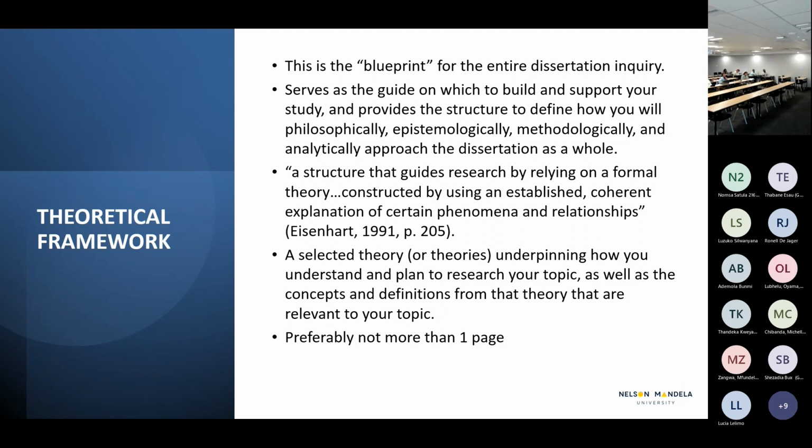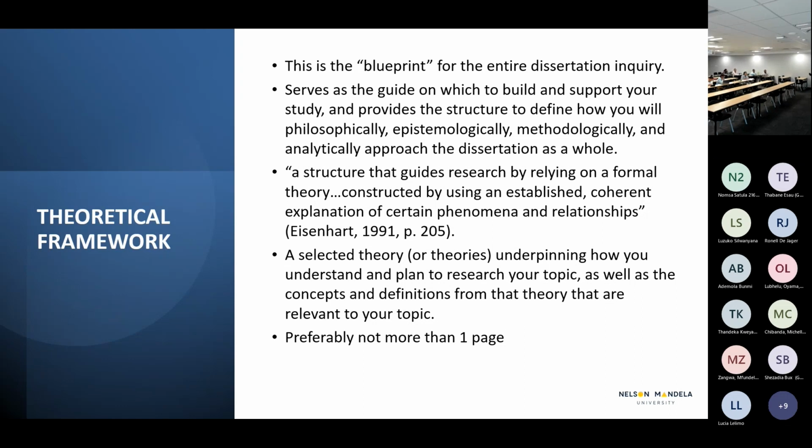And this is quite a nice quote. The theoretical framework is a structure that guides research by relying on a formal theory constructed by using an established, coherent explanation of certain phenomena and relationships. A selected theory or theories underpin how you understand and plan to research your topic, as well as the concepts and definitions from that theory that are relevant to your topic. So your theoretical framework, one page would be fine. Some people do less, some people do more, but approximately.